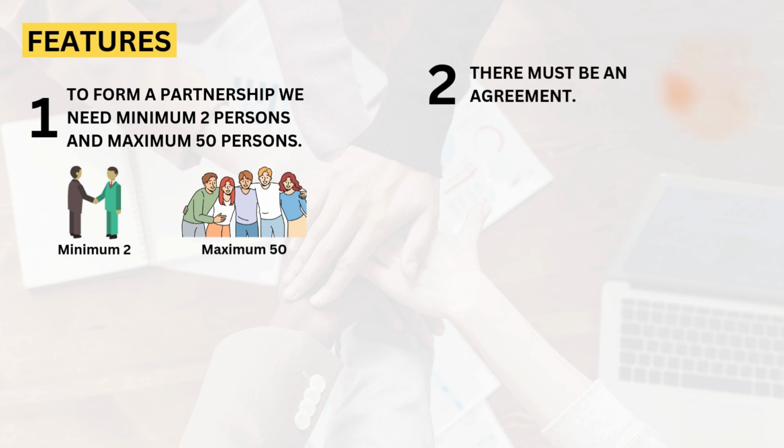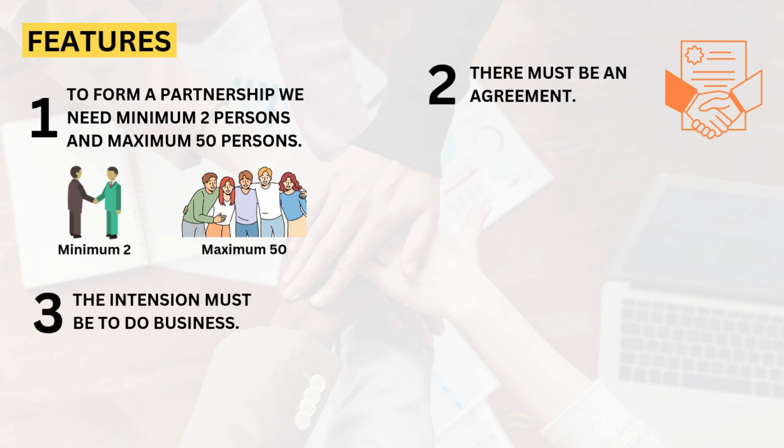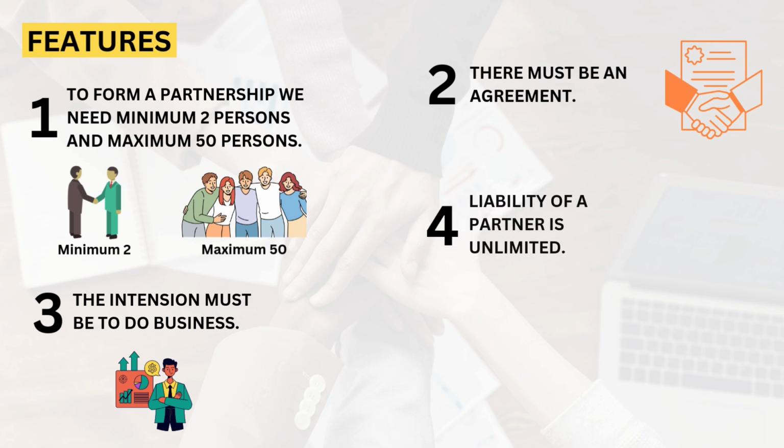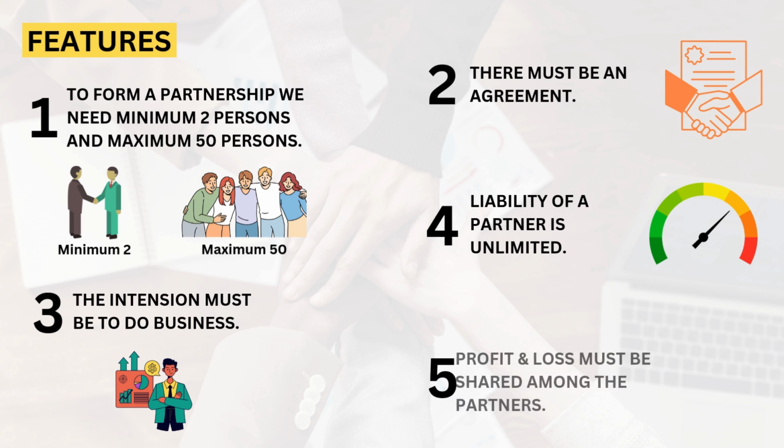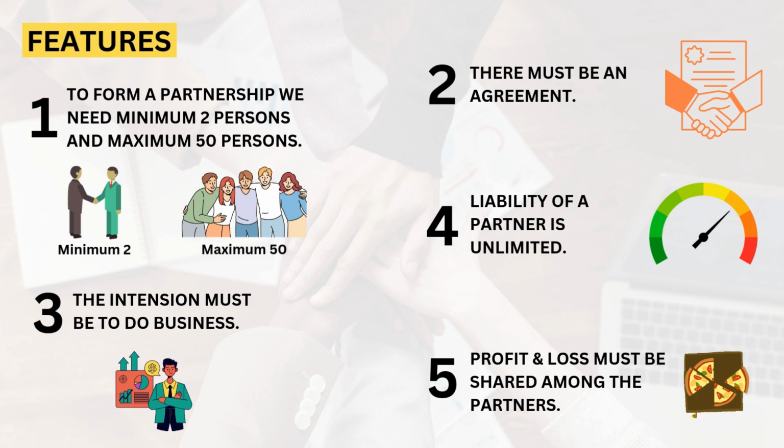There must be an agreement. It may be written or verbal. The intention must be to do business, obviously. Liability of a partner is unlimited, as from legal point of view the partnership firm does not have separate legal entity. Profit and losses must be shared among the partners.